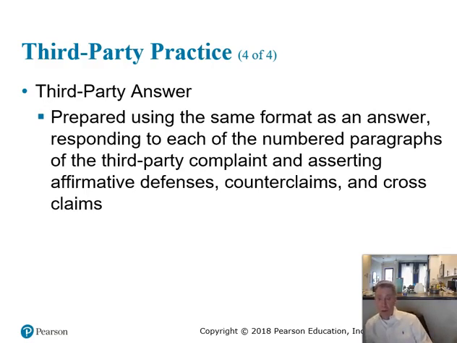You hire somebody to work on your house. The work is shoddy. You sue them. And they're like, no, it was a subcontractor that really was responsible for that. So they're going to bring them into the lawsuit. So just like the contractor had to respond using the proper format, so does the subcontractor.